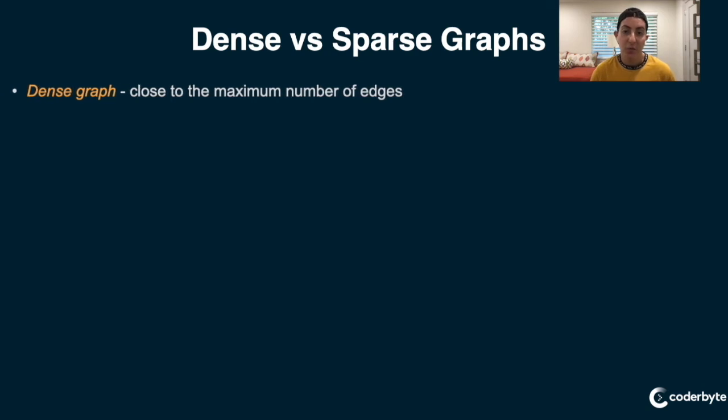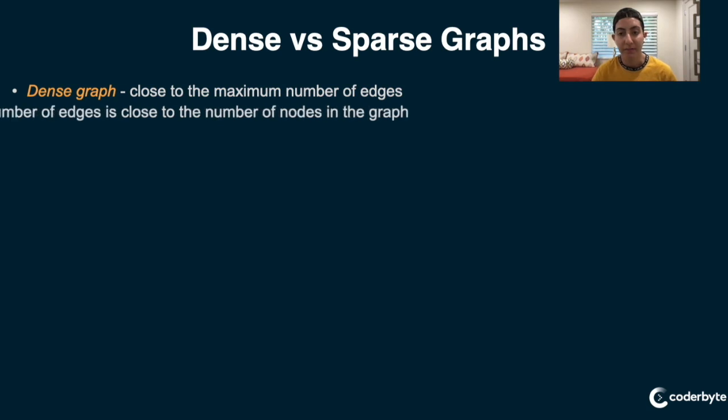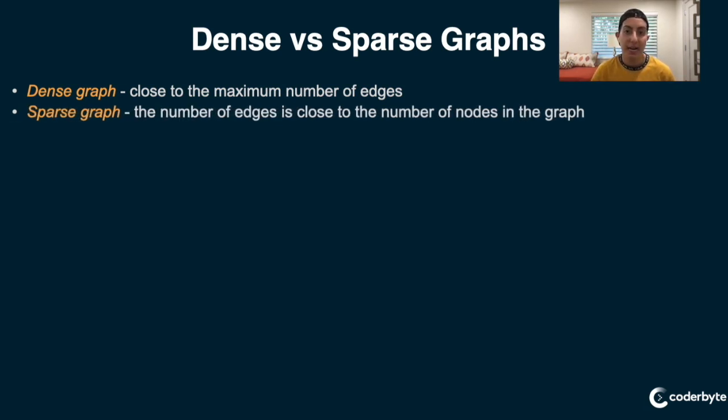A dense graph is one where there is close to the maximum number of edges that a graph could possibly have, and a sparse graph is one where the number of connections is close to the number of nodes in the graph, right? The least possible number of connections is the number of nodes minus one, of course. It's one connection between basically a line, right? One connection between every node and no other connections. It's just the bare minimum to get all those nodes connected to form a graph.